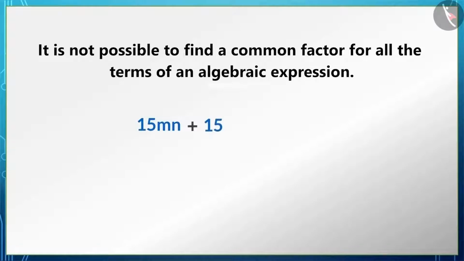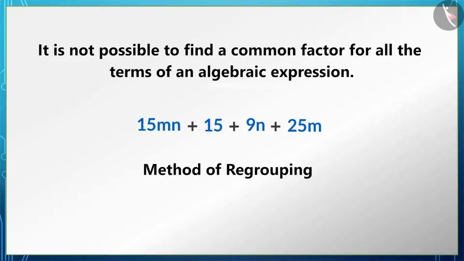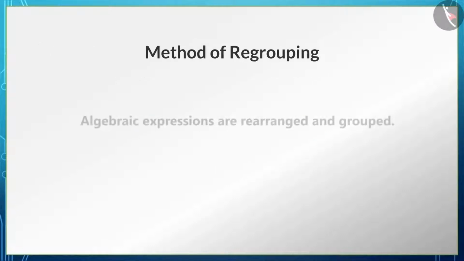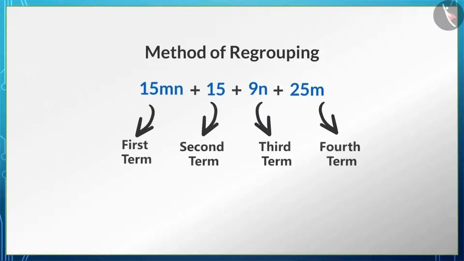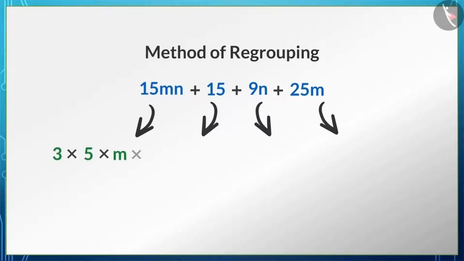15mn plus 15 plus 9n plus 25m. Here we don't have a common factor for all the terms. We will use the regrouping method to factorize such polynomials. In this method, the algebraic expressions are rearranged and grouped. First of all, we will factorize all its terms. We did not find any common factor in these four terms.